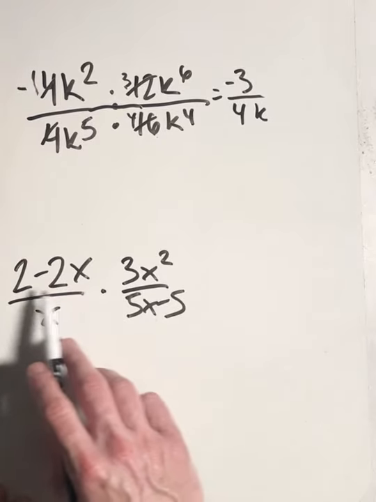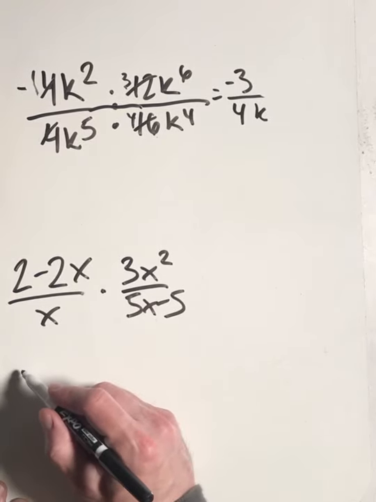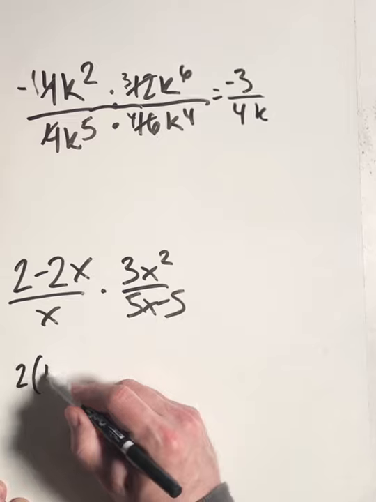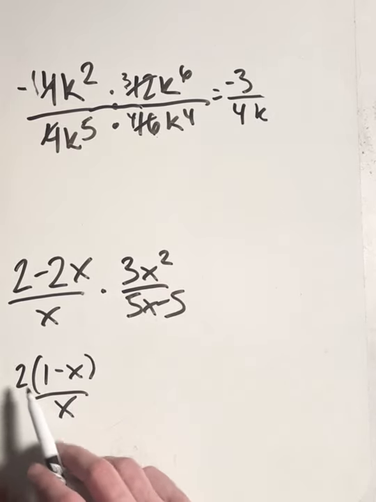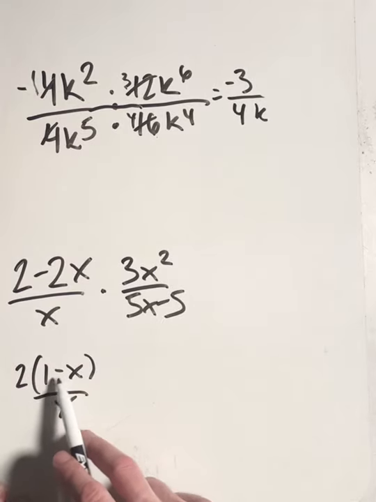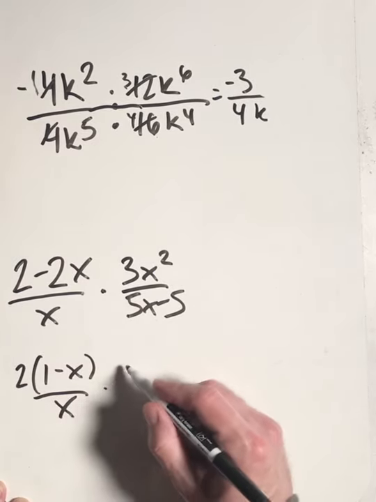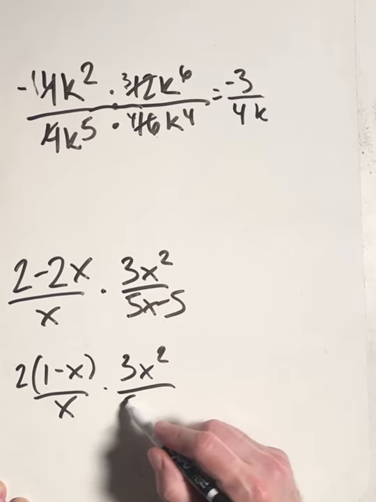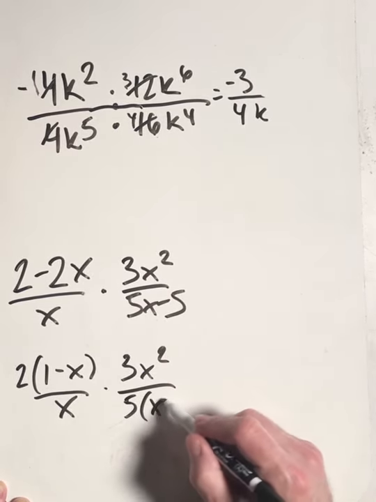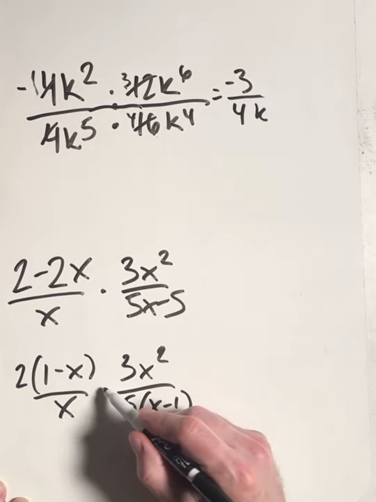So I'm going to factor this expression up here by factoring a 2 out of both pieces. So I have 2 parentheses 1 minus x divided by x. Again, 2 times 1 is 2. 2 times -x is -2x. 3x squared. And now I can factor a 5 out of both of these. So 5 parentheses x minus 1.